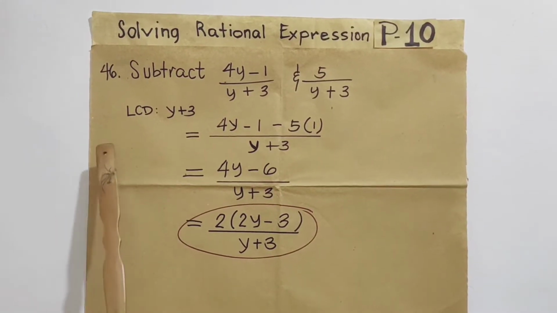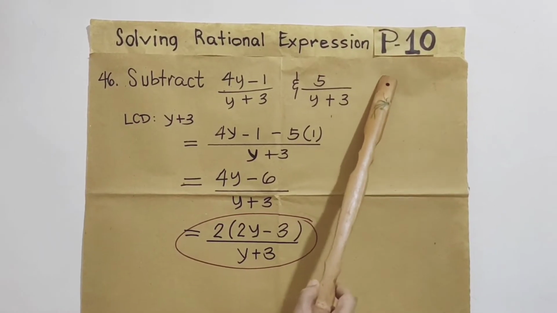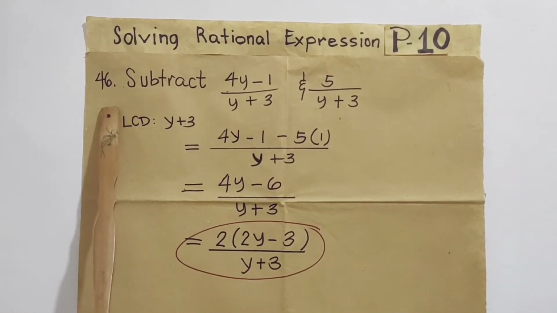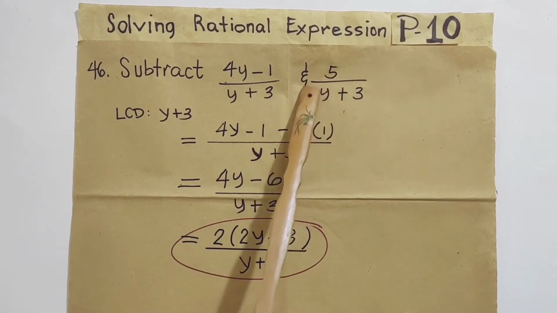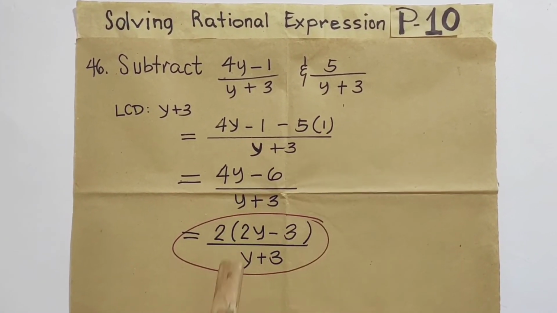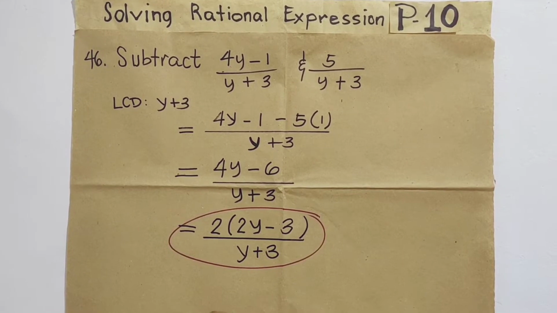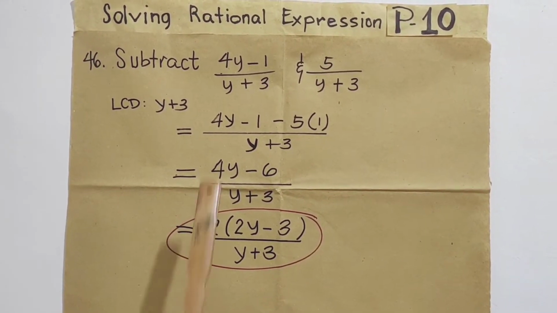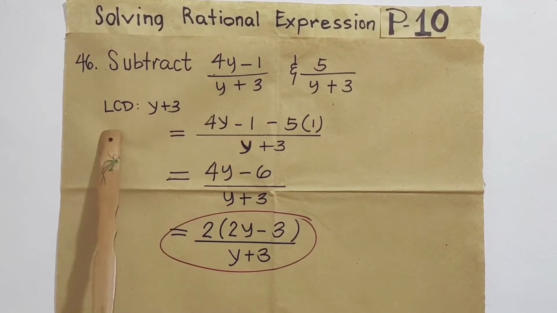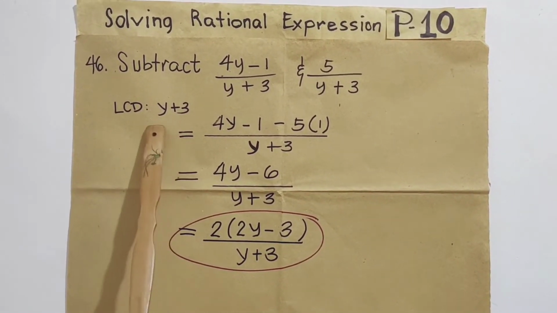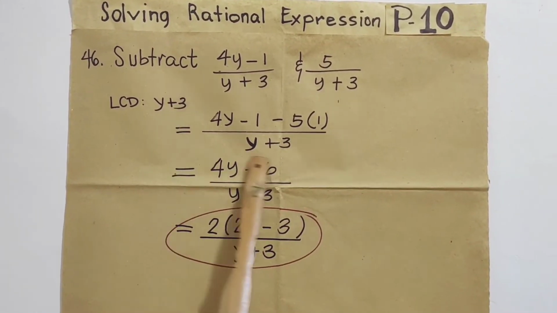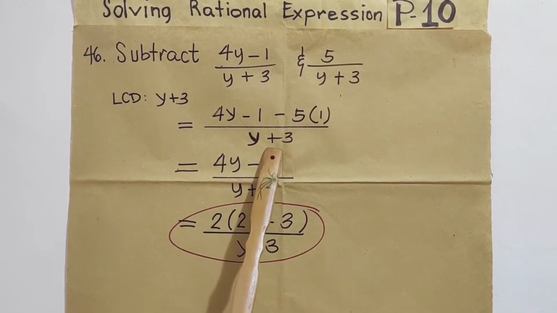Guys, let us continue our solving of rational expressions, part 10. We're now in the part 6 problem. Subtract 4y minus 1 over y plus 3 and 5 over y plus 3. In solving subtraction of rational expressions, we have to know first the LCD. If we have the same denominator, our LCD is the same also, y plus 3. Upon knowing the LCD, we're going to draw a line and write the LCD below as the denominator.